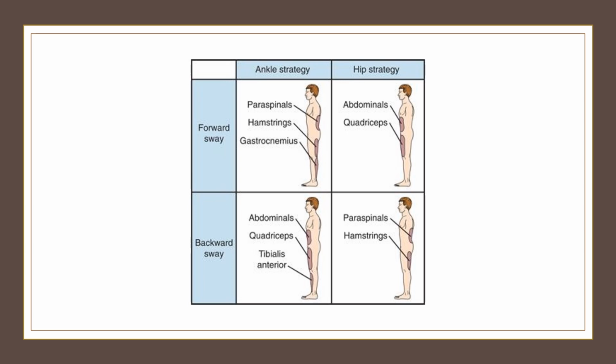If we have the hip strategy, and somebody's pitching forward using the hip strategy to try to counteract, they're going to be very dominant in the abdominals and the quads. And then if they're having that backward sway with the hip strategy, they're going to be using a bit more of the paraspinals and the hamstrings.